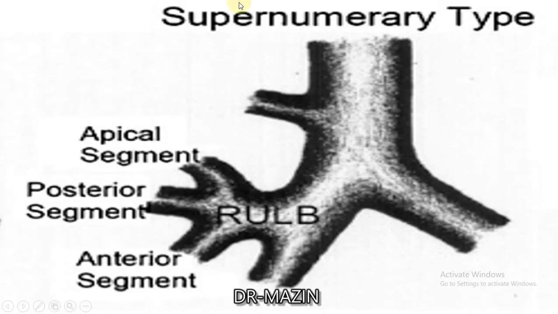If you see here, this is the supernumerary type, because if we go to the right upper lobe, we find all segments present, apical, posterior and anterior, and this is an additional one. That is why we call it supernumerary.